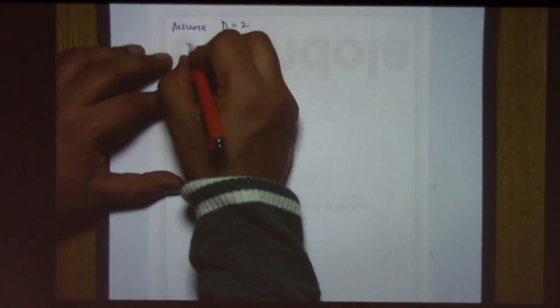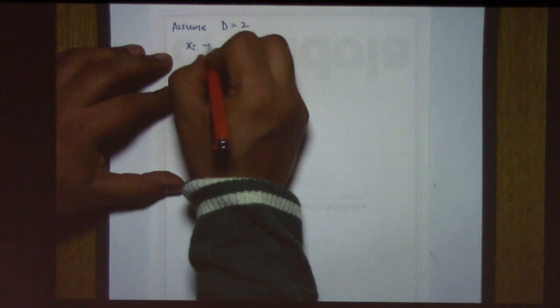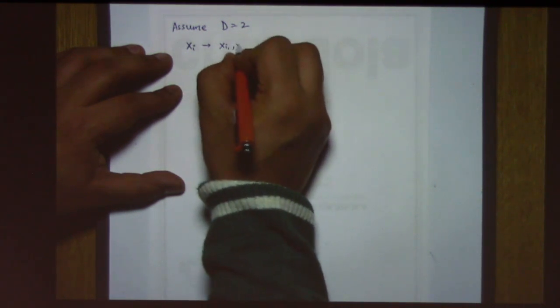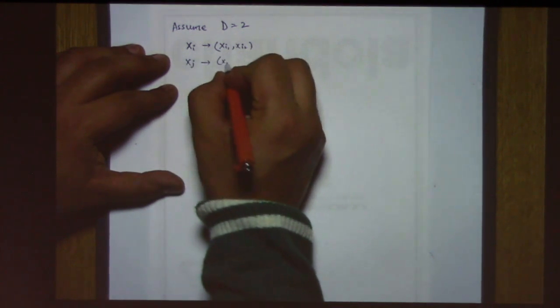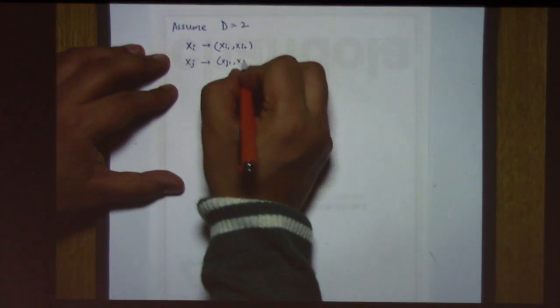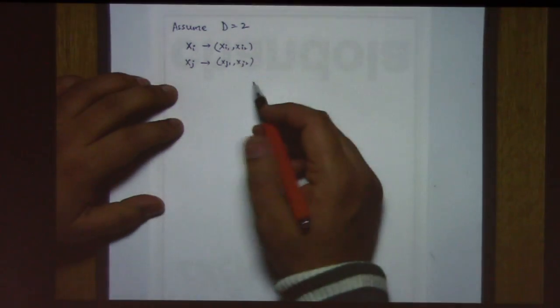So this is the example, right? We assume that d is 2, which means that each data object, xi, is actually xi1 comma xi2. It has two attributes, right? And each xj is also xj1, xj2, and so on. So that is your data point. That is your data matrix.